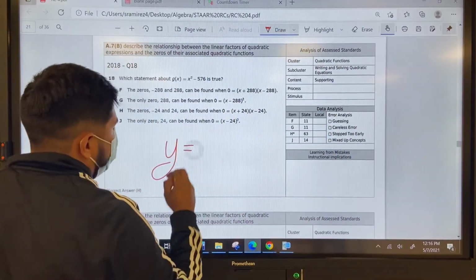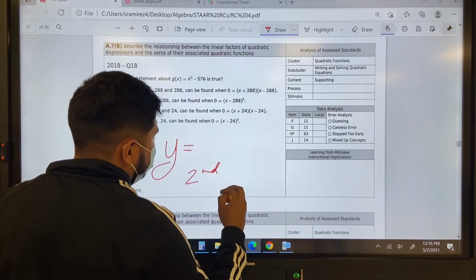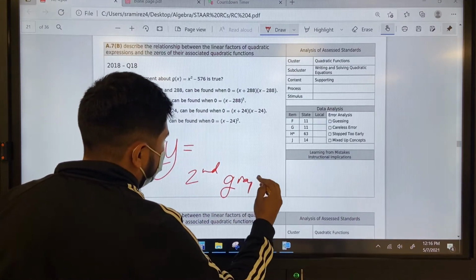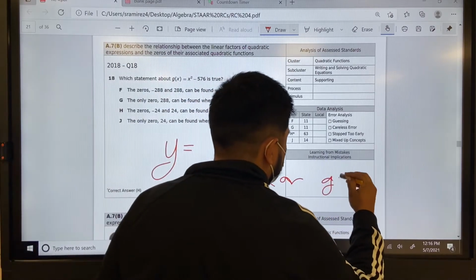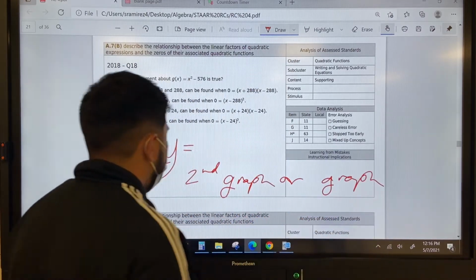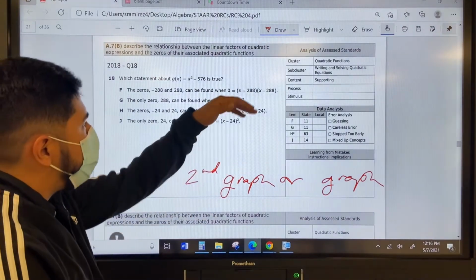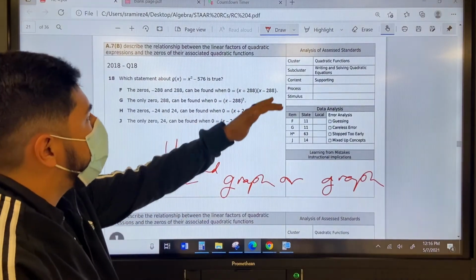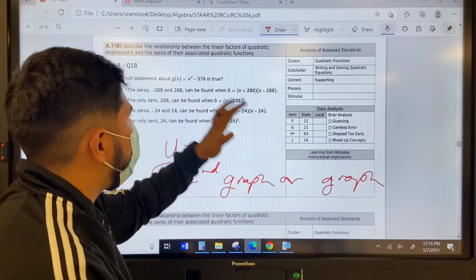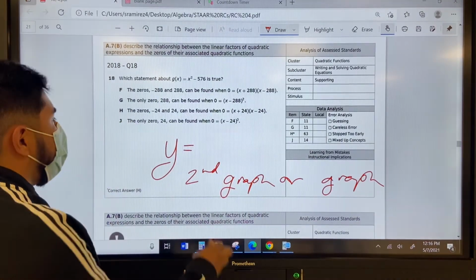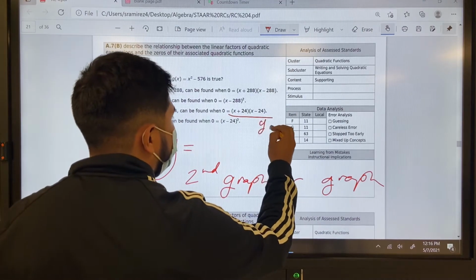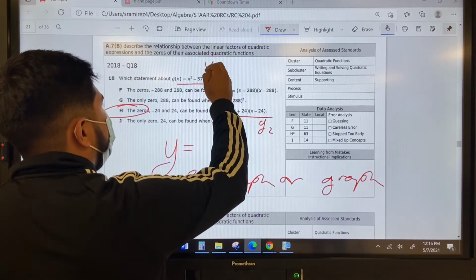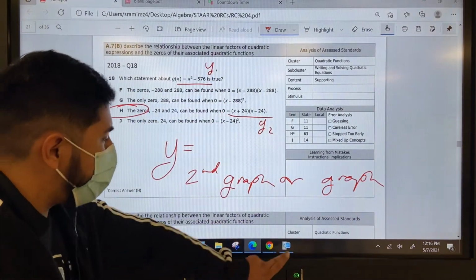It's another y equals second graph. I use second graph because we can just look at the table, see if they match, or you can do just y equals graph to see how it matches up. Let's check H. We're gonna put this in y2, this in y1. Let's try it.